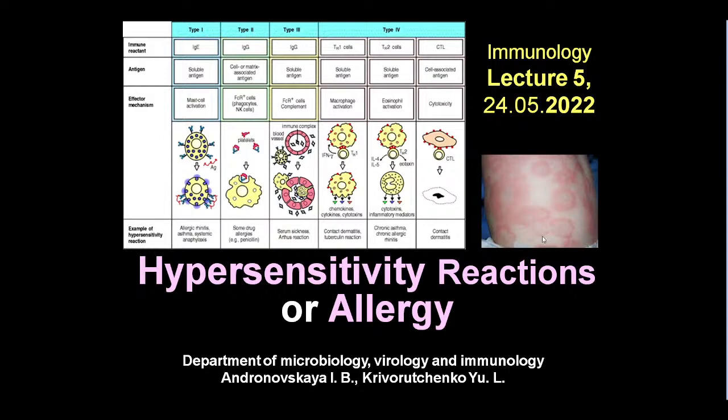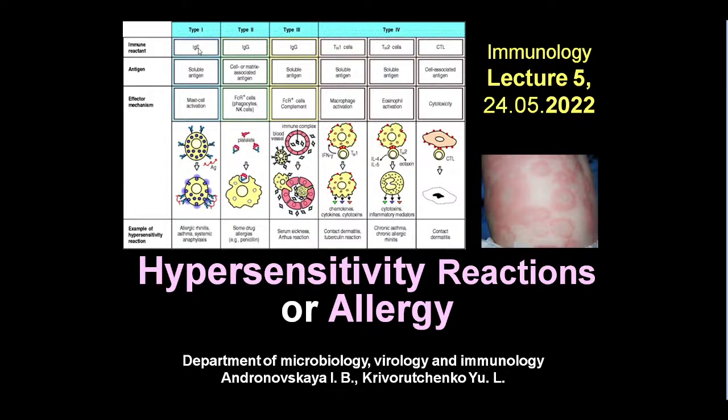Good afternoon, ladies and gentlemen. Today's lecture is number 5. The topic of the lecture is hypersensitivity reactions, or allergy reactions. Here you see on the upper left part of this slide a brief characteristic of 4 types of allergy reactions, or 4 types of hypersensitivity reactions: type 1, 2, 3, and 4. And below this naming of the types of hypersensitivity, you see a list of immune reactions.